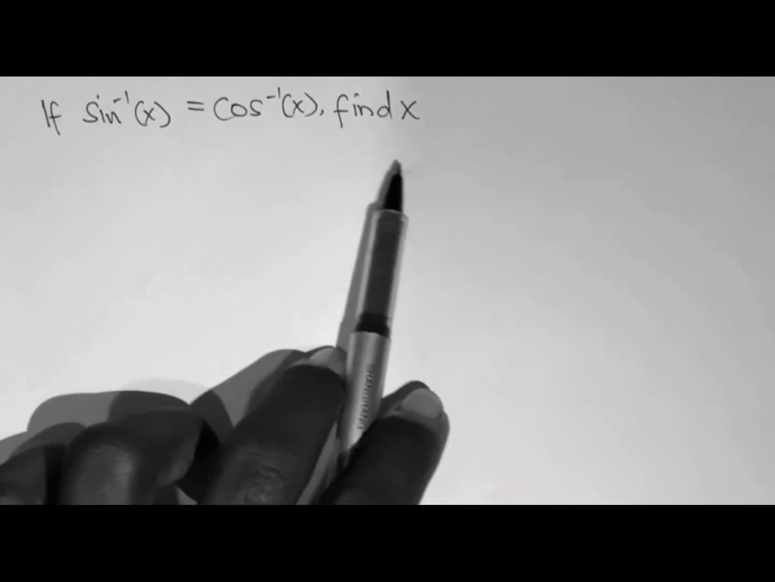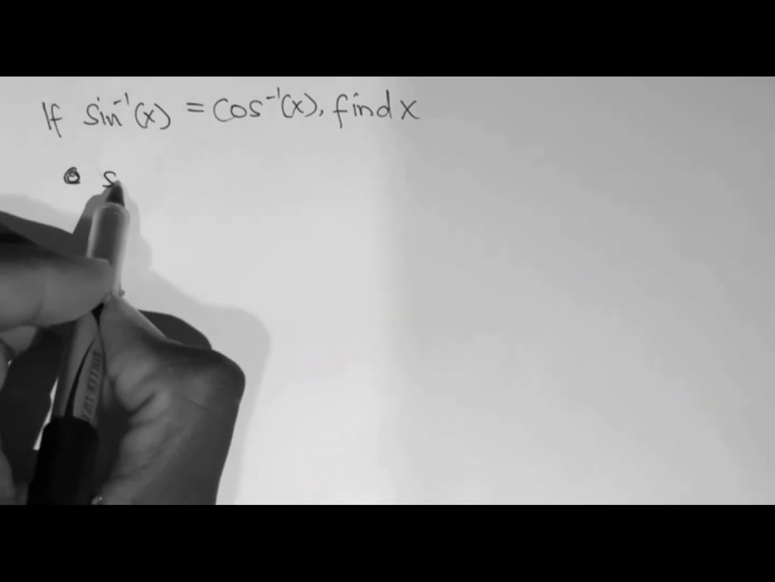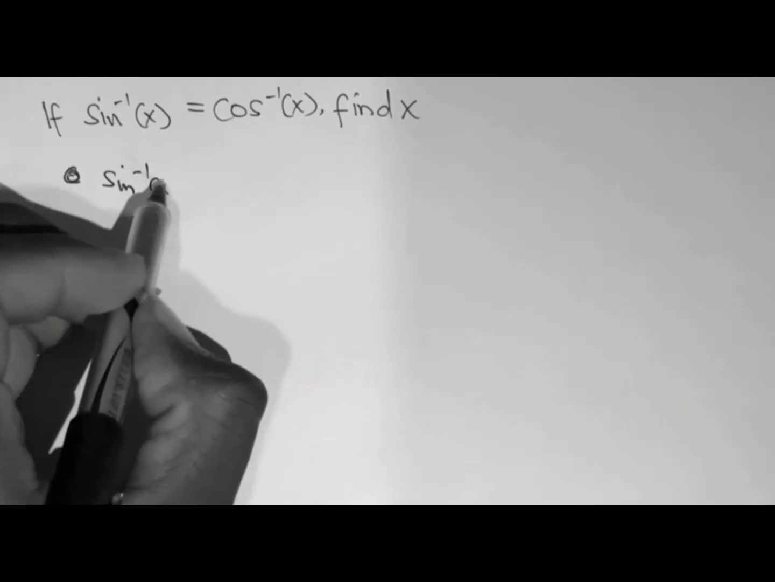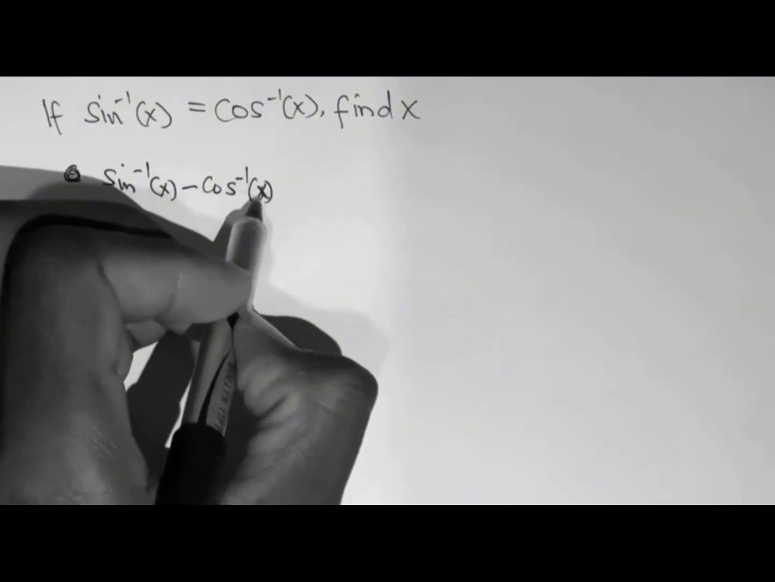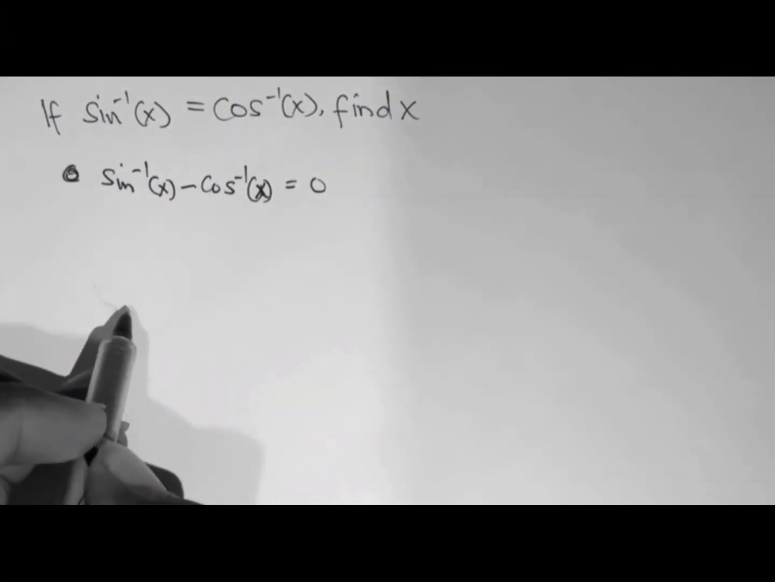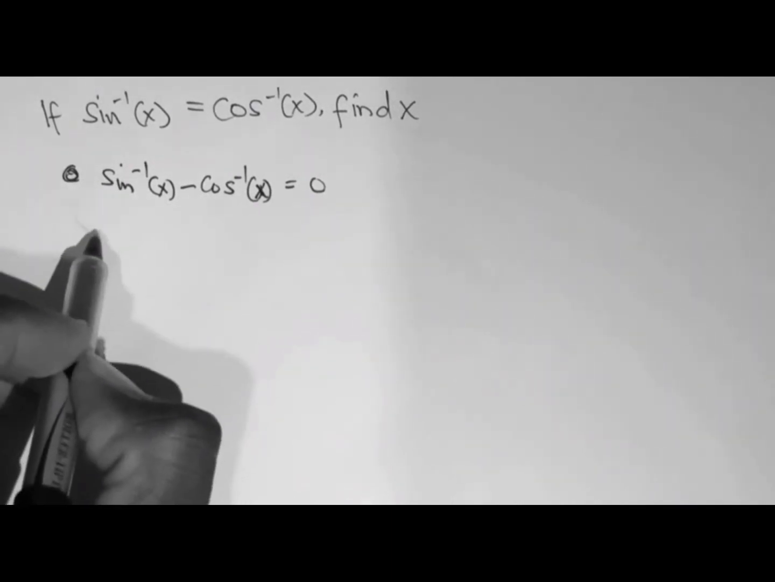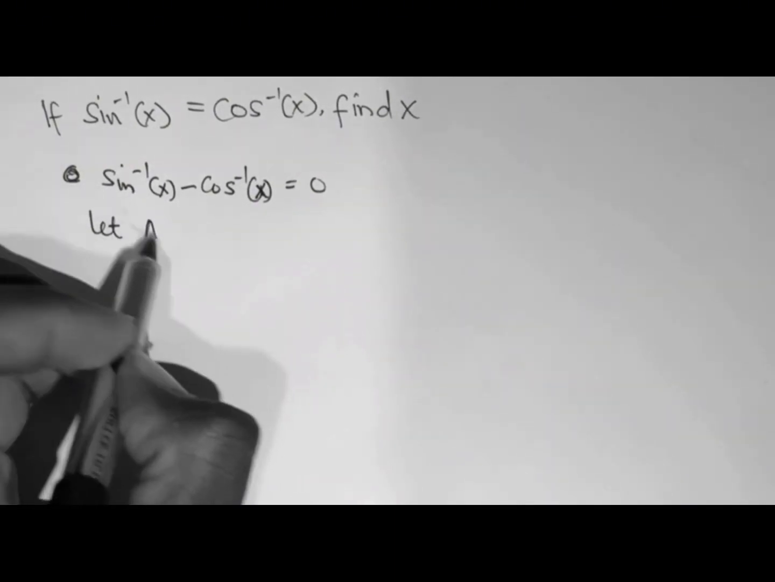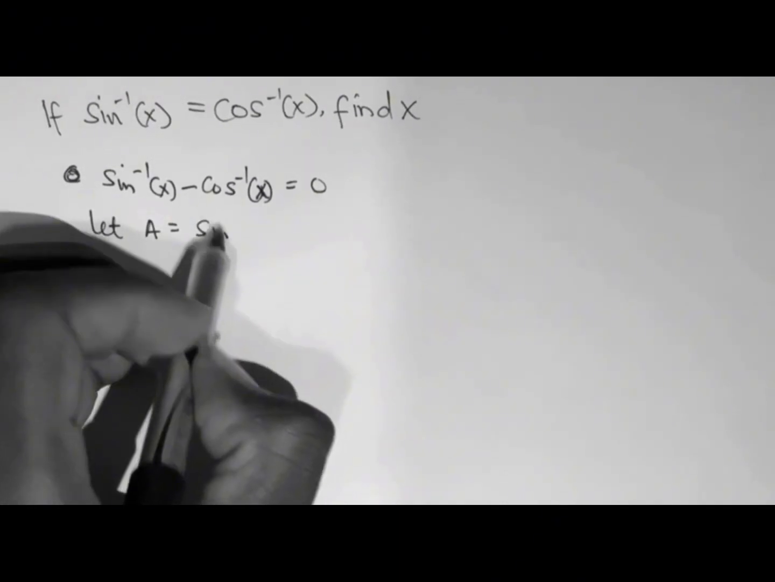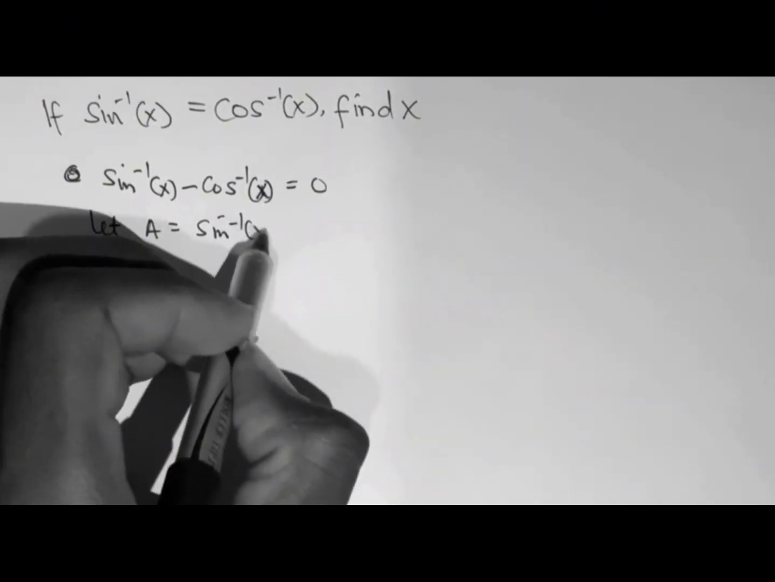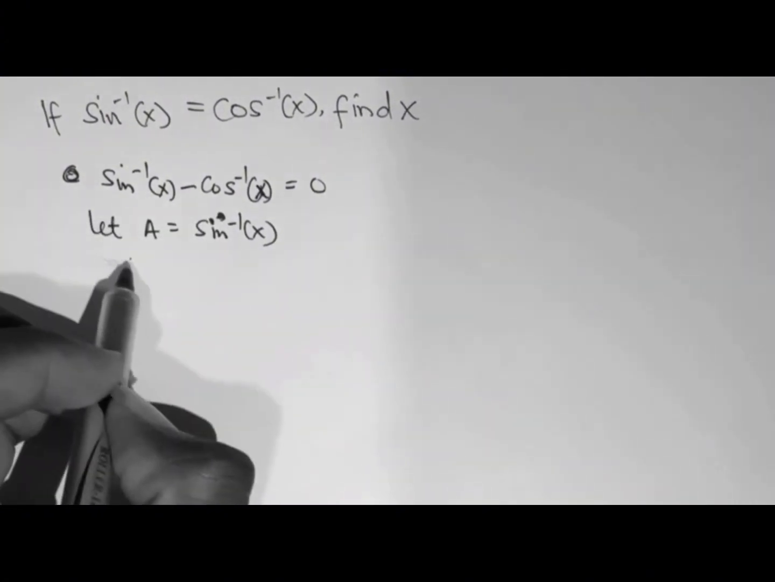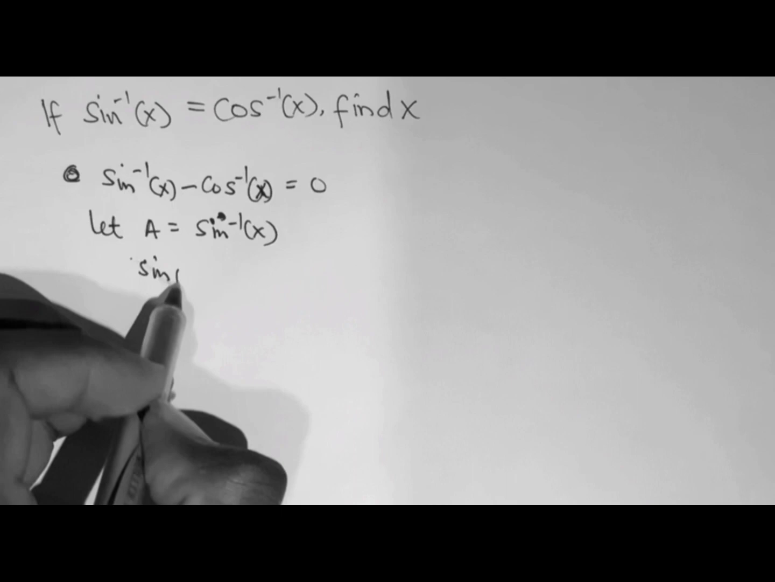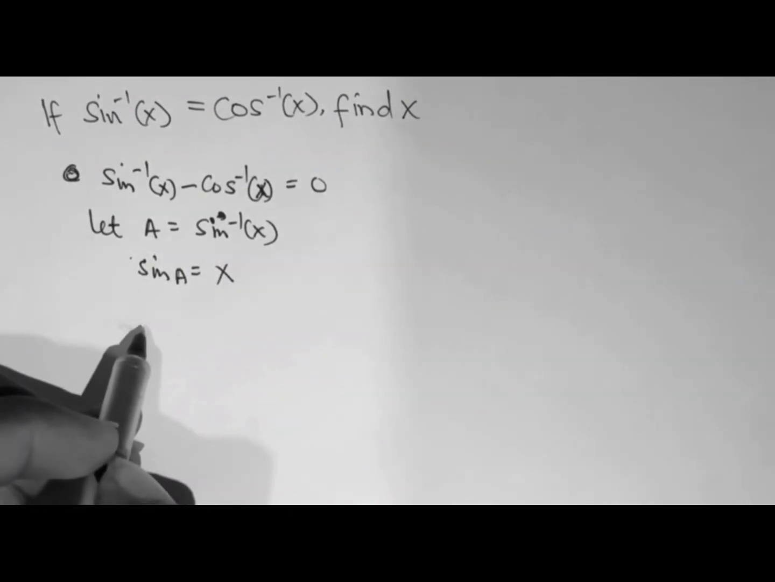If sine inverse of x is equal to cos inverse of x, find x. So we can rewrite it as sine inverse of x minus cos inverse of x equals 0. So what we can do is let a be equal to sine inverse of x. Then it implies that sine a is equal to x.